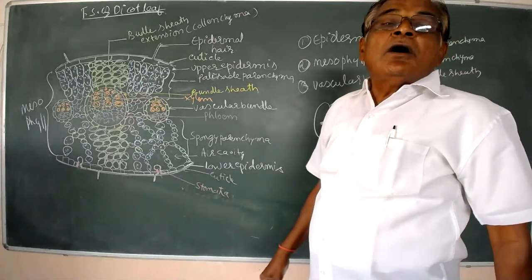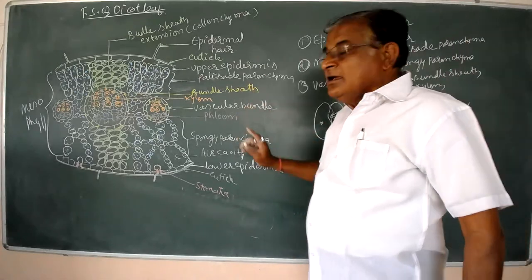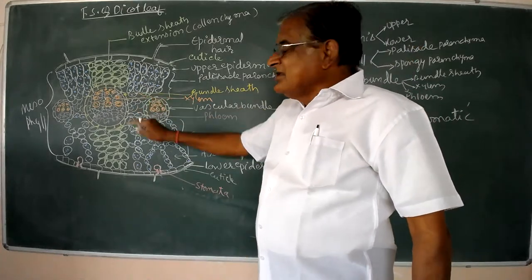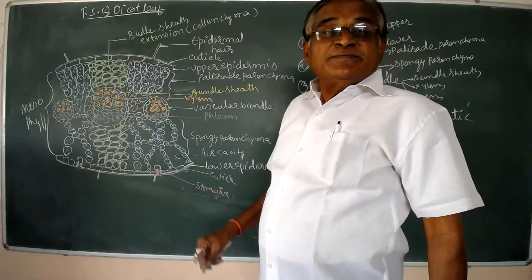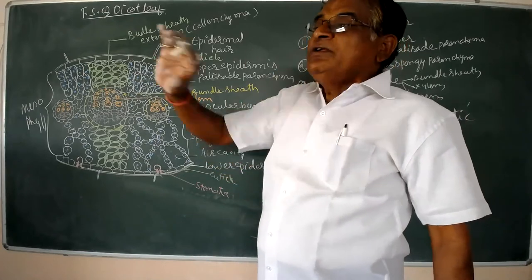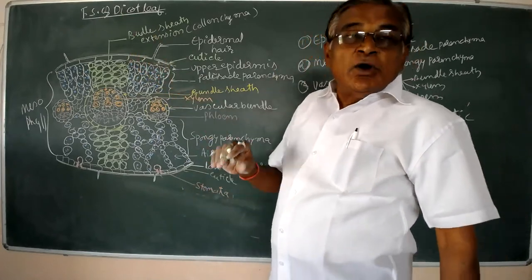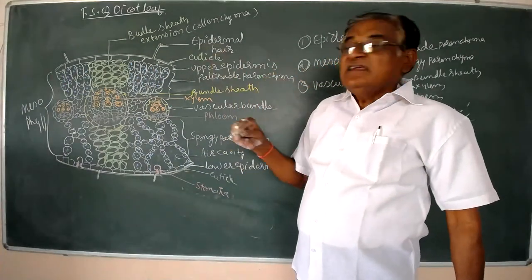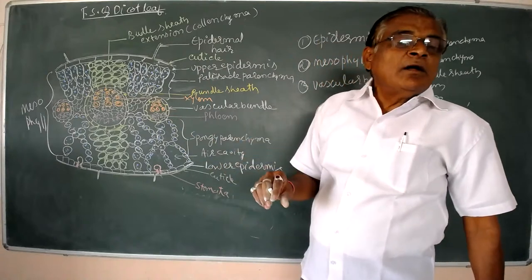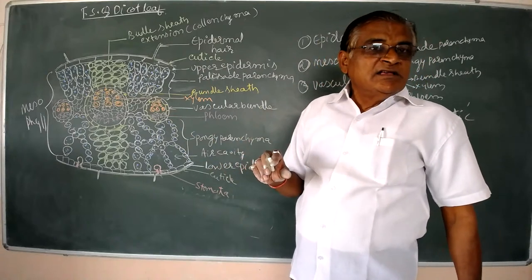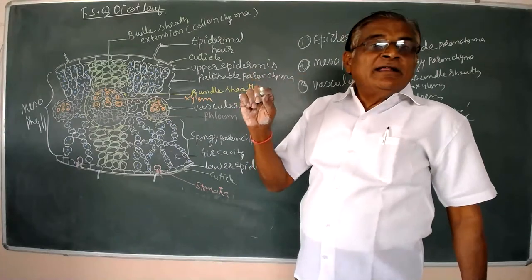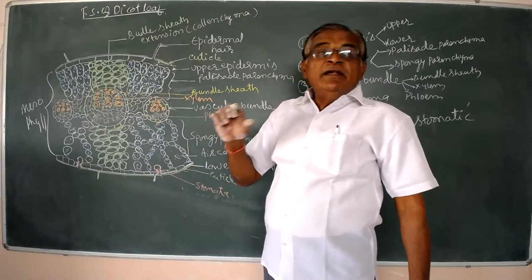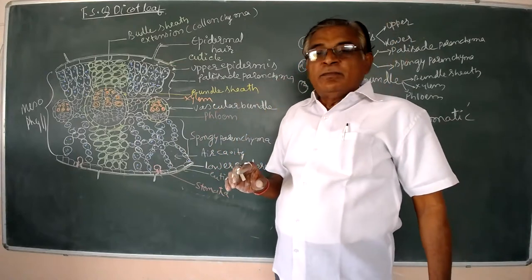Now coming to the vascular bundles. So this is about the mesophyll. Now coming to the vascular bundle. The vascular bundles are distributed along the leaf lamina. The veins and veinlets have smaller vascular bundles, because water will be conducted and food will be translocated through the veins and veinlets from the midrib. In the midrib, you will have more vascular bundles.